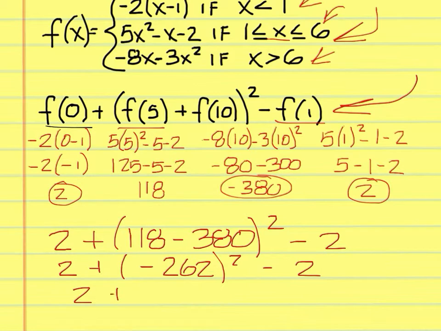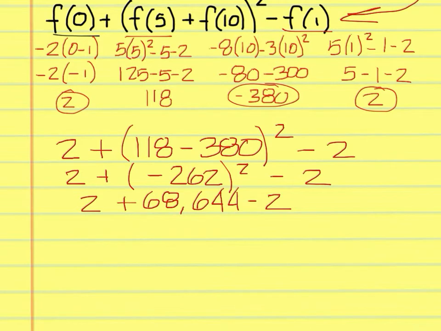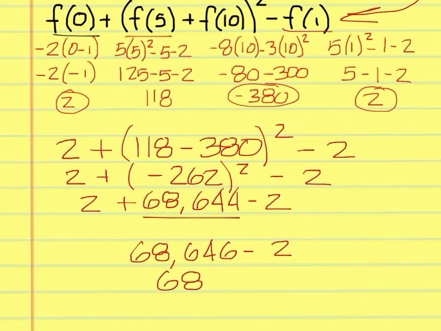When you do square that, 262 squared is going to be 68,644, and then subtract 2. Alright, so if we have 2 plus this number here, we're going to end up with 68,646, but if we take 2 away, we go right back to 68,644.